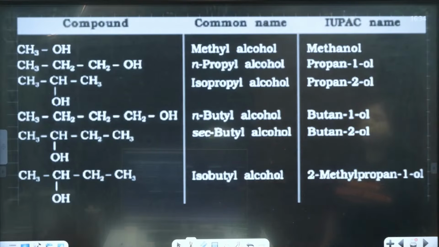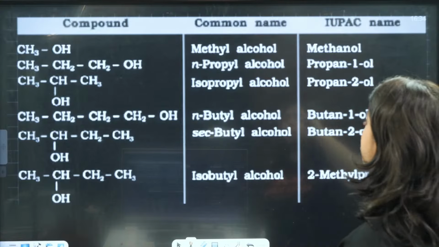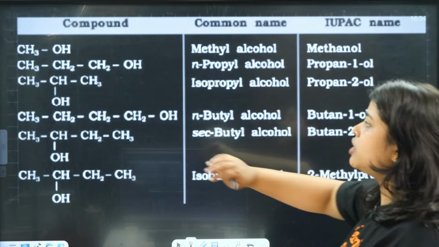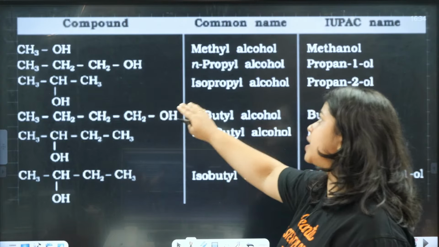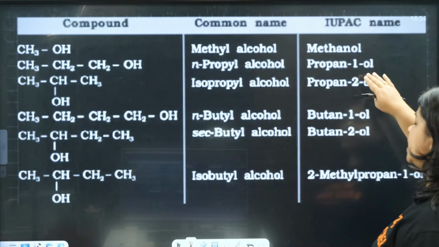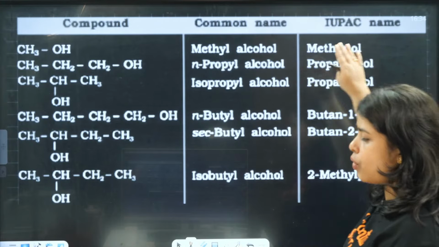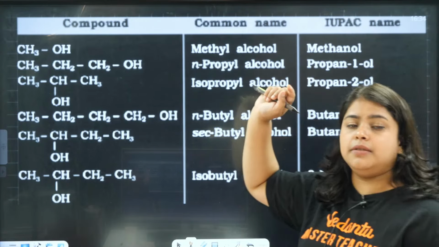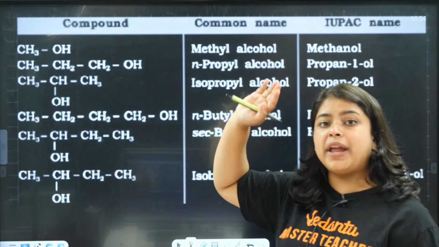Next, the compounds with their common names and IUPAC names. CH3OH is methyl alcohol, the IUPAC name is methanol. Next comes CH3CH2CH2OH, that is n-propyl alcohol. Just now we discussed it: propan-1-ol. Propan-1-ol, it is a primary alcohol. So that is propan-1-ol.